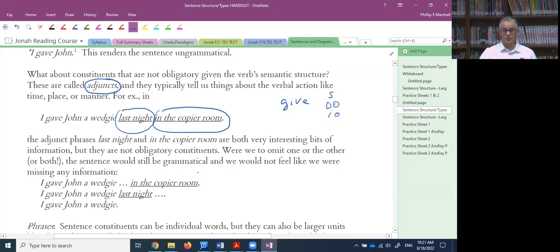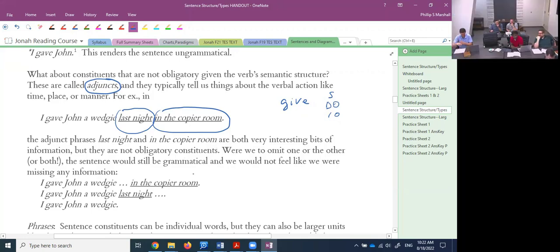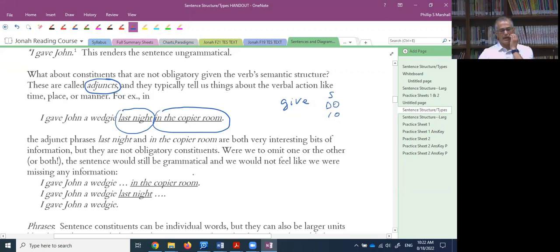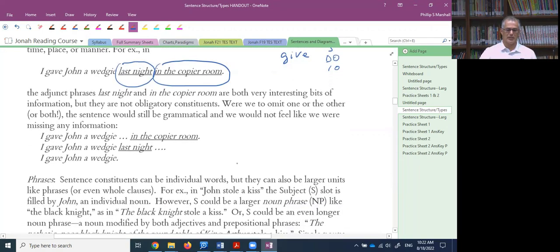They're both very interesting bits of information. I would certainly like to have been there when it happened. But they're not obligatory constituents, okay? And should we omit one of those adjuncts, there would be absolutely nothing ungrammatical about the sentence that's left, okay? So I could say I gave John a wedgie in the copier room. Fine and dandy. It may not be according to OSHA rules and all that, but okay, I gave John a wedgie in the copier room. I could say I gave John a wedgie last night, right? So I've omitted the other adjunct.